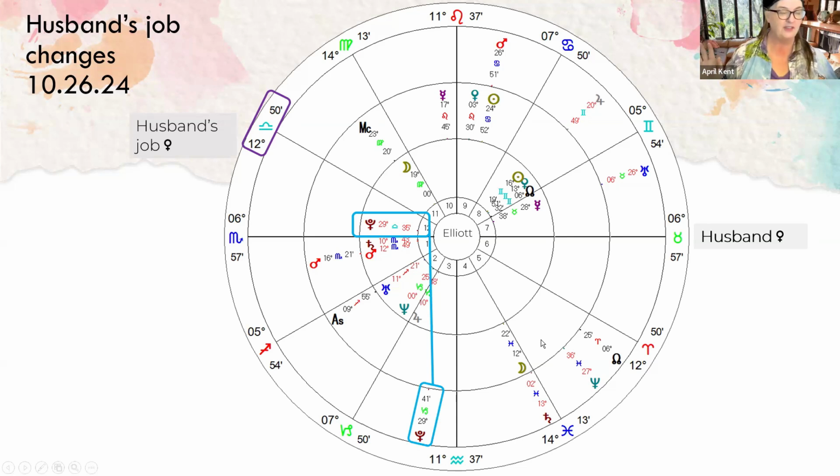In the backdrop of all of this is this lovely Pluto square that Elliot is having by transit, which everybody gets about the same time in their life.